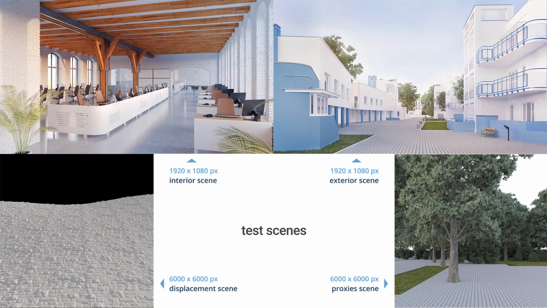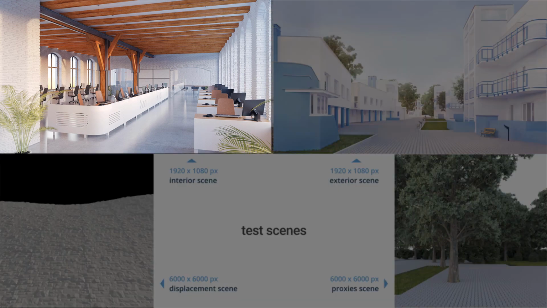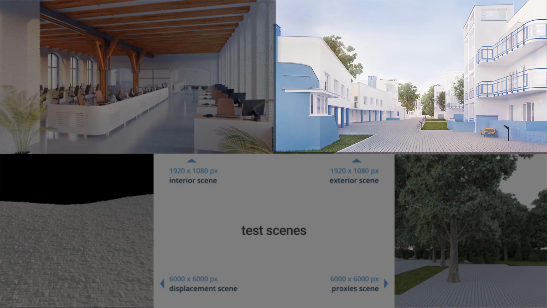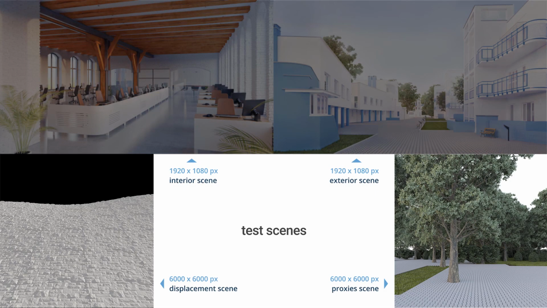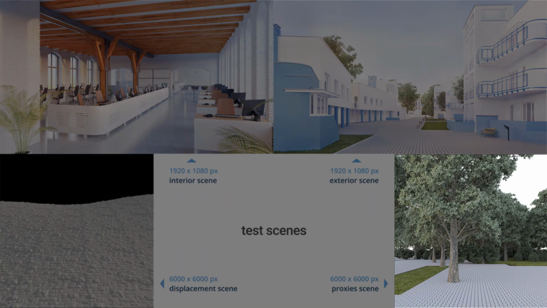Here are the scenes I prepared for testing. I have two full HD scenes, which we can consider as frames of animations. One is an interior scene and one is an exterior scene. The other two are set to 6K resolution, so we can treat them as still images. One of them is a very simple landscape scene with displacement applied, and the second one is a random collection of trees set up as instanced Vray proxies and some displacement terrain.